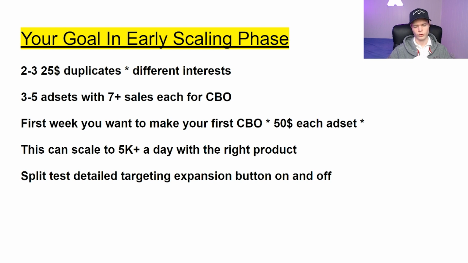First week you want to make your first CBO. So after 7 days you want to have your first CBO up and going. That means obviously 3 to 5 ad sets with 7 sales. You can do that the first week. The product looks really promising, and this is actually a blueprint that can scale you up to 5k a day. I used the blueprint for 10k a day.